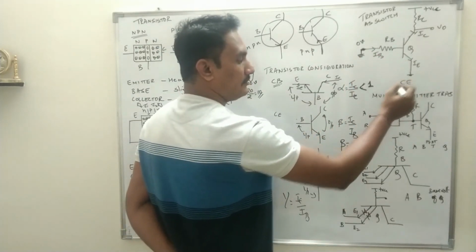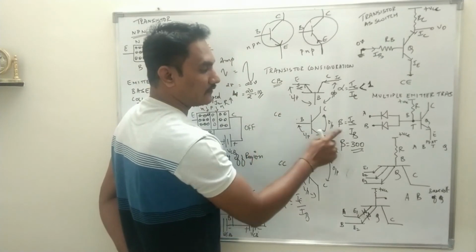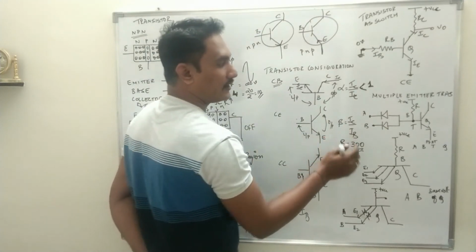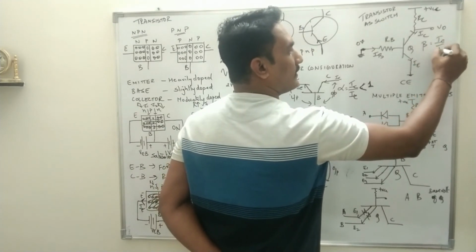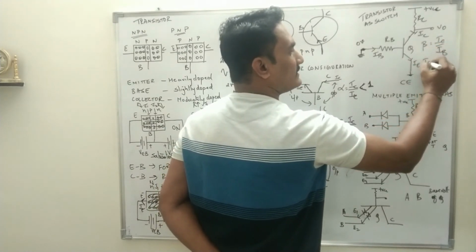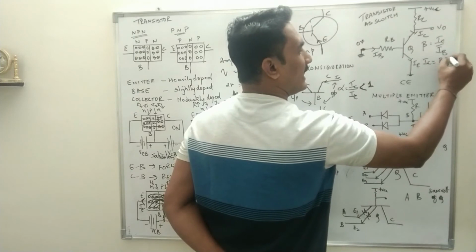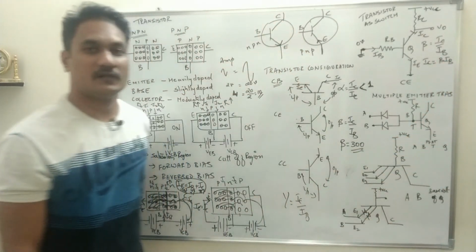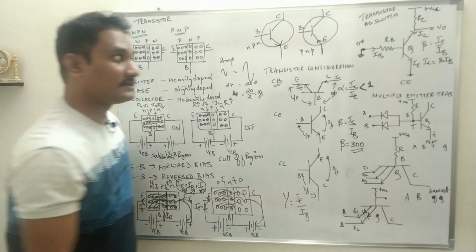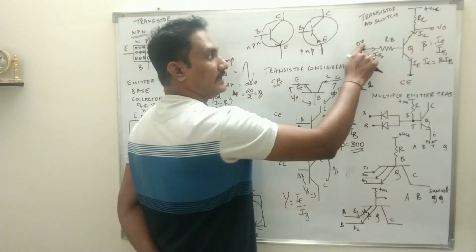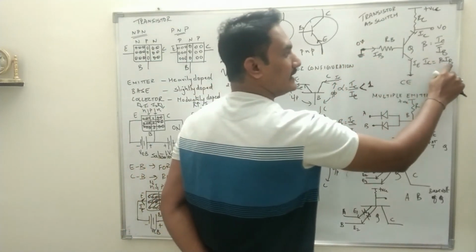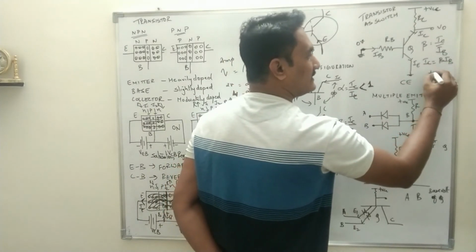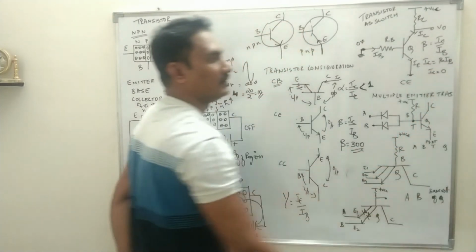And this is common emitter configuration. In common emitter configuration, beta is IC upon IB. So can I write IC is equal to beta times IB? As I said, when 0 volt is applied, the base current is 0. When base current is 0, IC is 0.